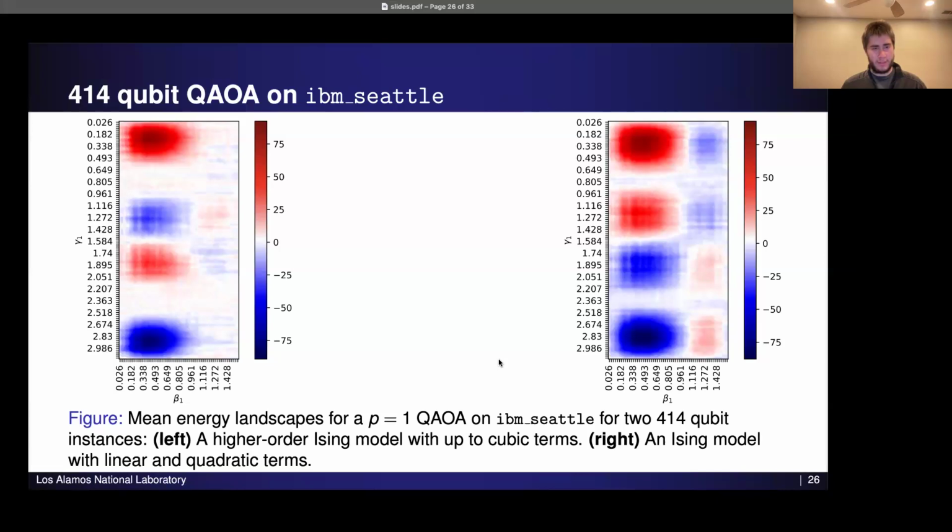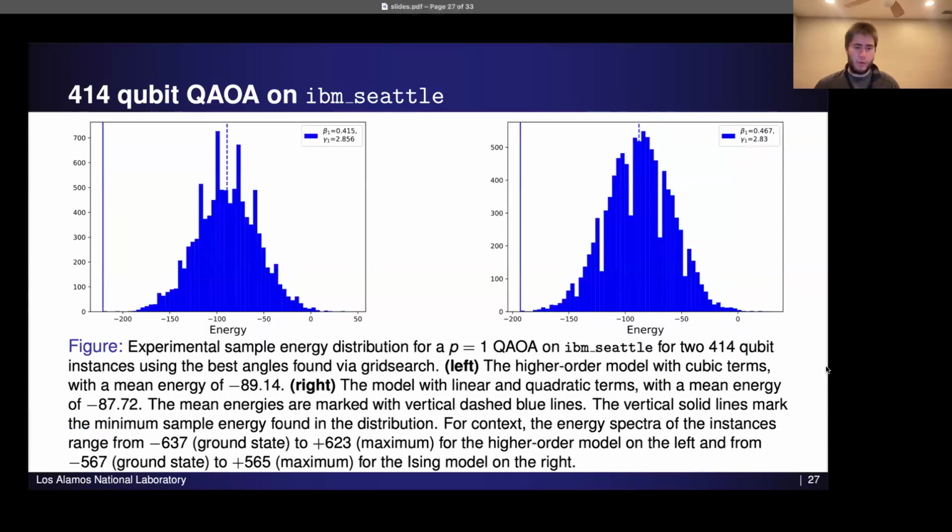No, this is very exciting to see. Note also the property that's consistent with these problem types is this symmetry of which side of that zero line the good versus very bad angles are. And so what we can do is look at what that sample distribution is for the best angles found on the IBM Seattle grid search. And so that's what these histograms are. Again, same setup as previously, where the left-hand side is the problems with the higher order terms, right-hand side is the problems without the higher order terms.